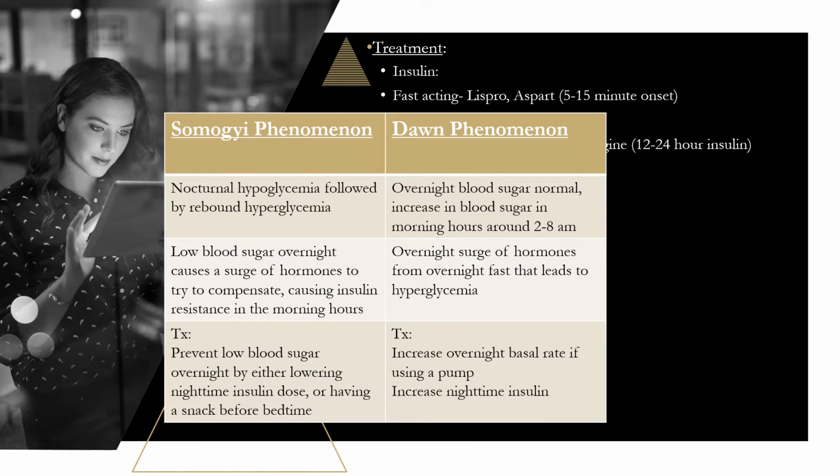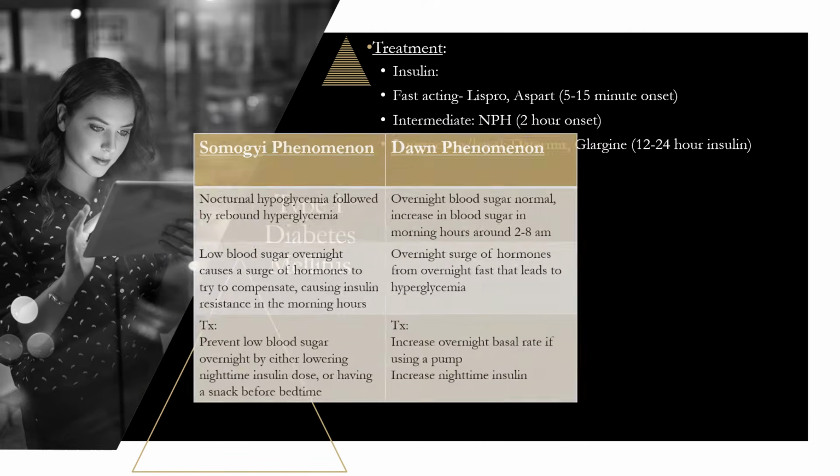Again, I'm spending a lot of time on this, but I wouldn't go crazy. Just remember, Somogyi is basically an overnight low followed by a rebound hyperglycemia. Dawn phenomenon is a normal blood sugar overnight, but then you have a spike in the morning hours due to the surge of hormones. I just wanted to mention those.